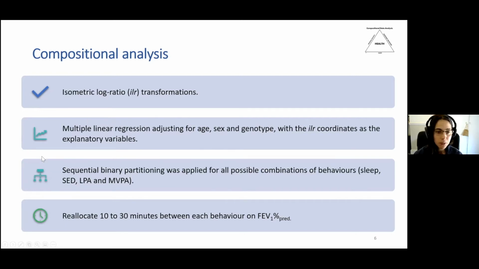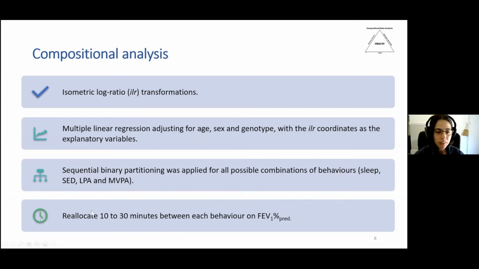And then the other step was sequential binary partitioning. If you just look at the ILR coordinates, they are quite hard to interpret, because they include all 4 behaviors. If you use the binary partition, the composition is broken into different parts, and you can then explore how those parts are associated with each other and how they impact FEV1. For example, I can have sedentary and sleep as numerators, and as denominators you would have MVPA and LPA. Then you play with increasing and reducing the different behaviors and see how this will affect the FEV1. That was what we did in the last step.